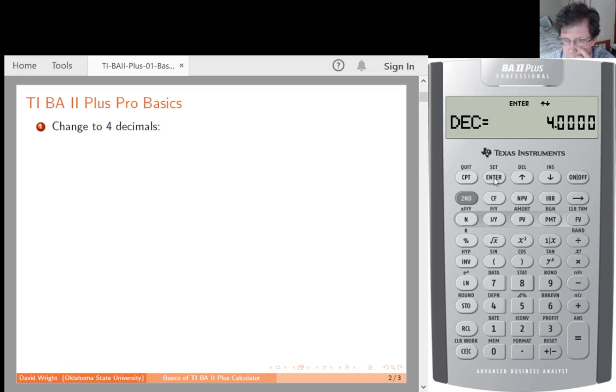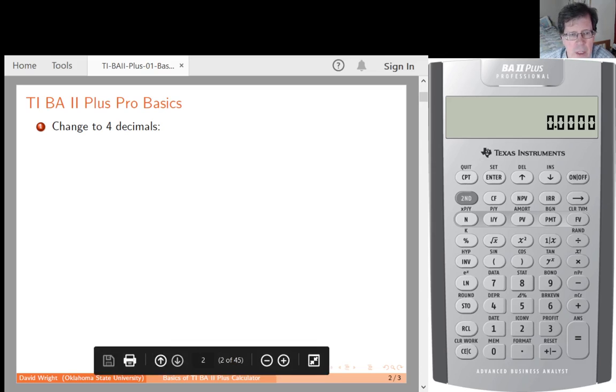And then to get out of the format menu, you say second quit. You notice the quit written right over the CPT key. Okay, so we've done that, and here's a little summary of what we did. Second format, 4, enter, second quit.